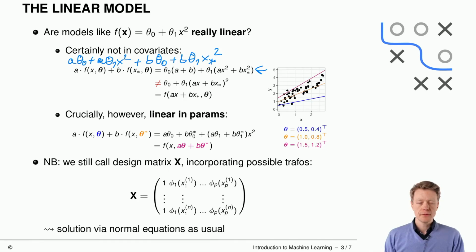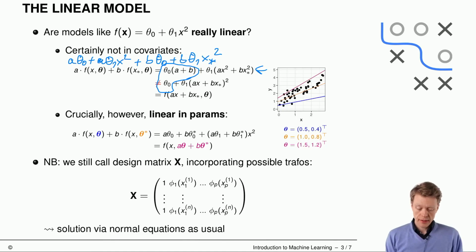And if we go over this from the other side, so we start here and plug in ax plus bx star in that function here, then we directly get theta 0 plus theta 1 times the argument of the function squared. And well, this is clearly not the same as the left-hand side of the equation. I hope that's clear. It's already clear here that theta 0 is not the same thing as theta 0 times a plus b, and of course it holds for the other part as well.